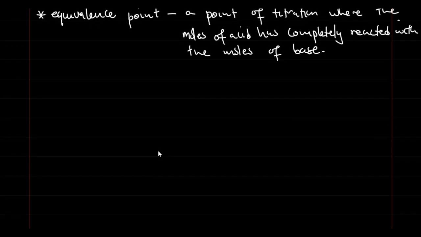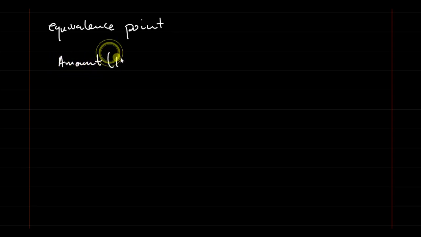Now I want to talk about what happens at the equivalence point. At the equivalence point, the amount of hydronium is equal to the amount of hydroxide. This is what it means when they say moles of acid equal moles of base.